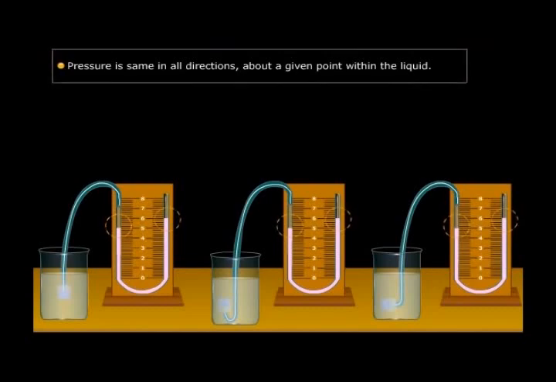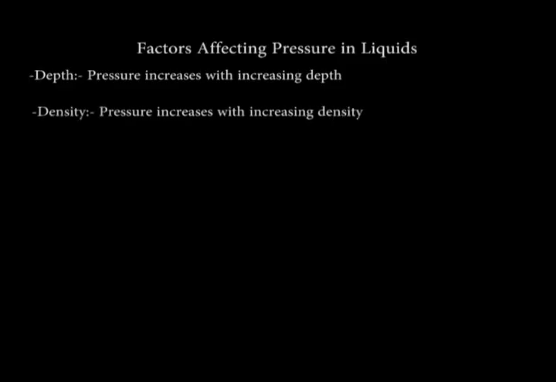So with these experiments, we can conclude that 1. Pressure in a liquid increases with increasing depth from the surface of the liquid. 2. Pressure in a liquid increases with increasing density. And 3. Pressure in any liquid at a particular depth is the same in all directions.